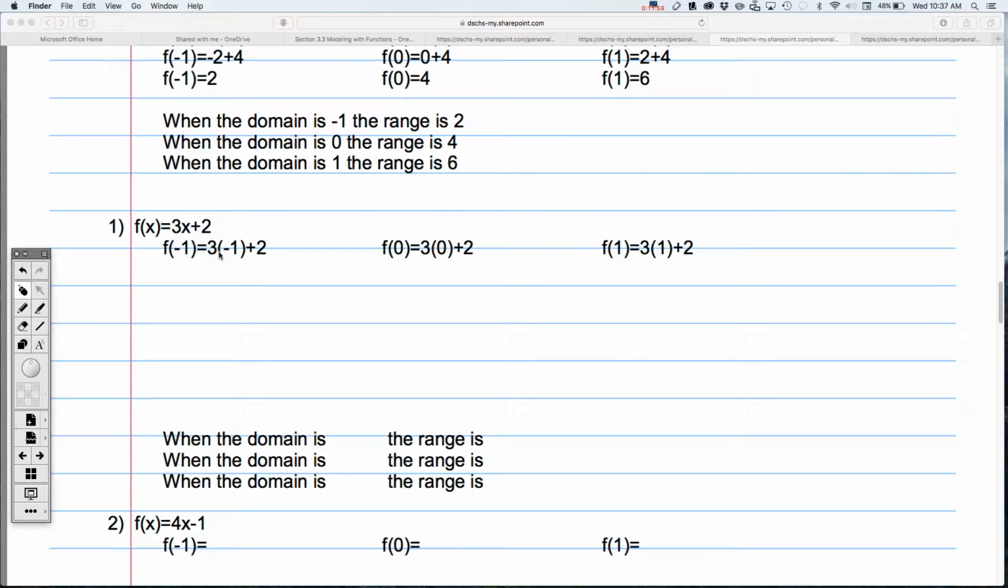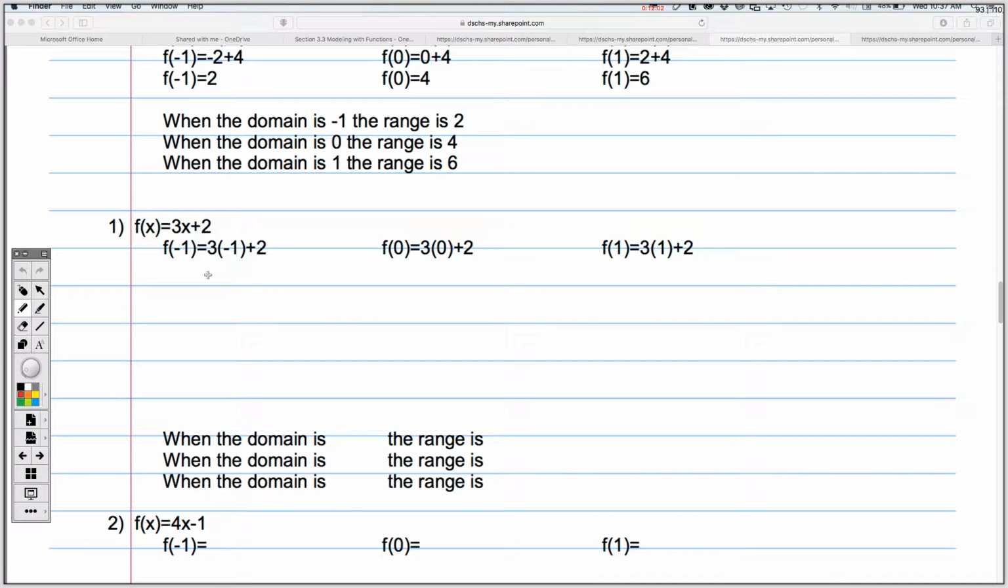So I plug in -1. We have 3 times -1 plus 2. What is 3 times -1? -3 plus 2 equals f of -1. What is -3 plus 2? -1. Okay. What was the domain for this first one? It was -1. So when the domain is -1, what was the range? -1. So right here.